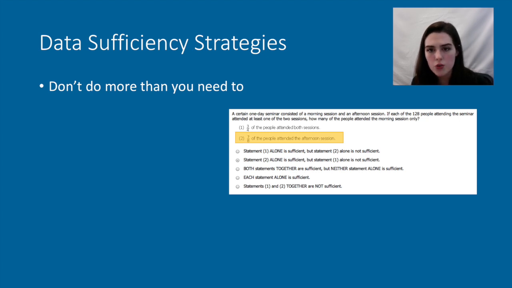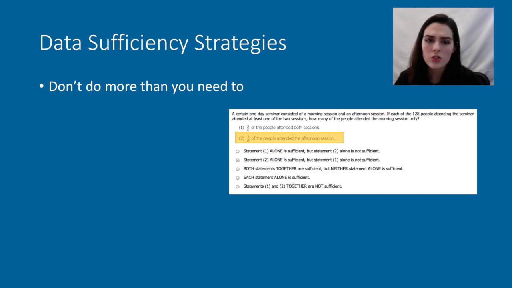Makes sense. So there's 128 people. Some attend only the morning session, some attend only the afternoon session, and some attend both. So let's pretend that either we decided to go for statement 2 first or that we've already dealt with statement 1. We're just going to look at statement 2. 7/8 of the people attended the afternoon session.